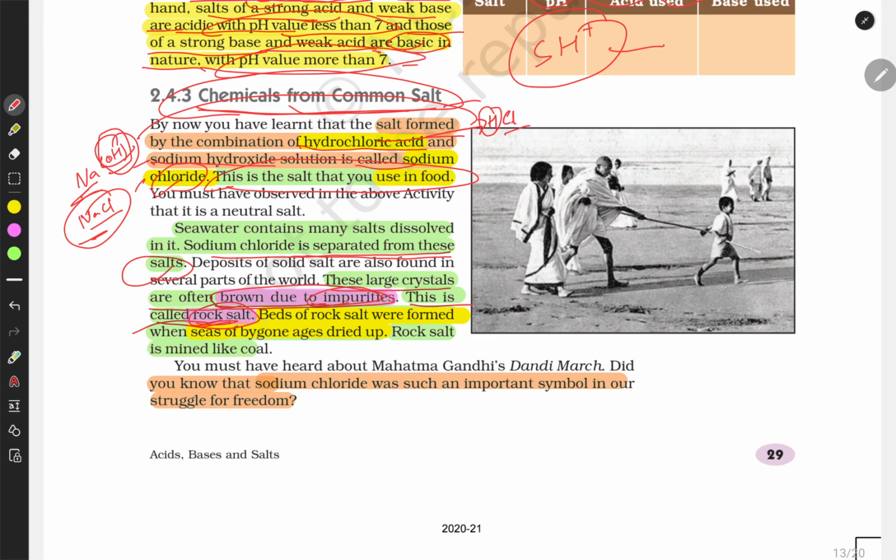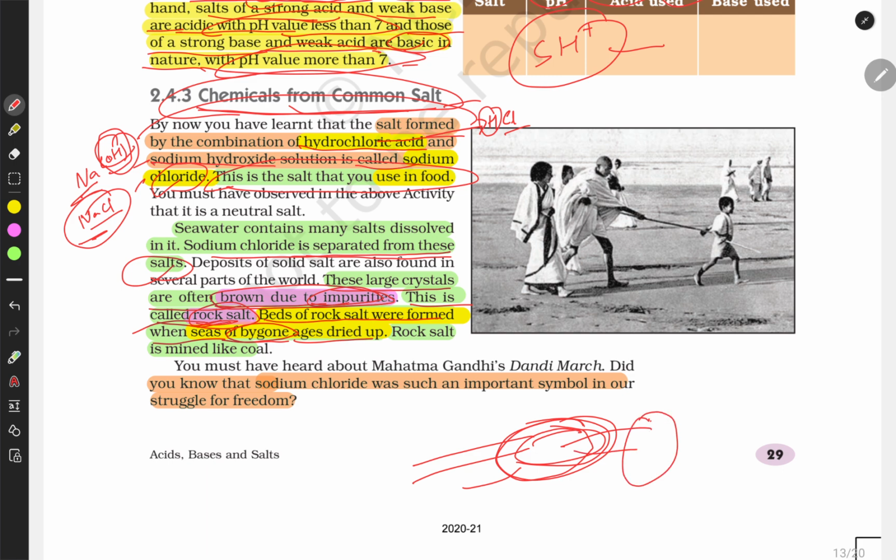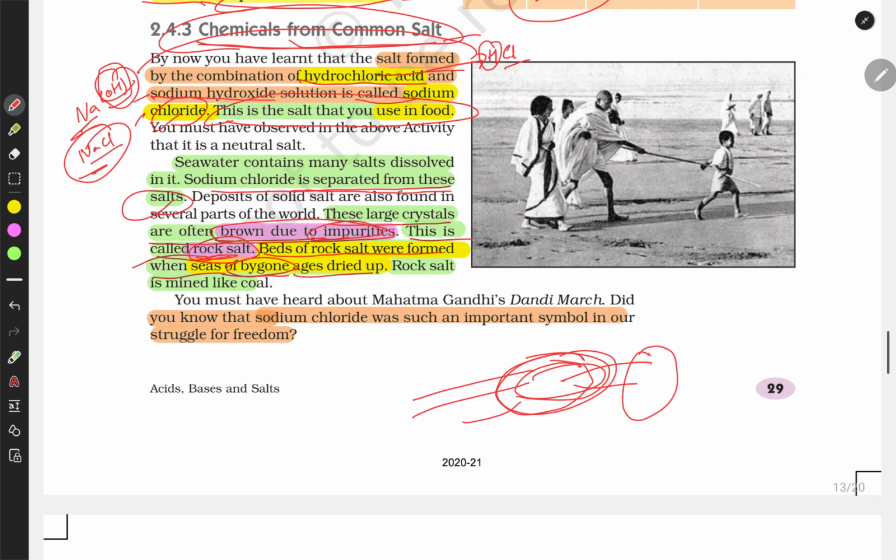The beds of rock salt were formed when the seas of bygone ages dried up. Suppose there is a sea and there is salt in it. When the sea dries up, only the salt remains, because salt has a high melting point. It will not evaporate soon. So rock salt is mined like coal.